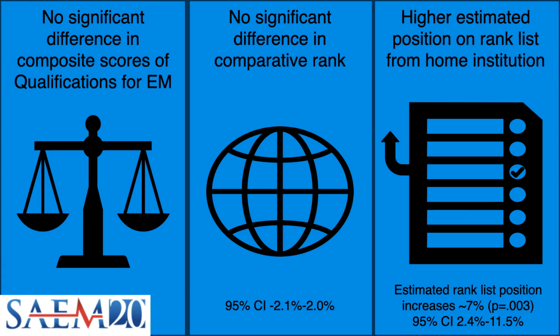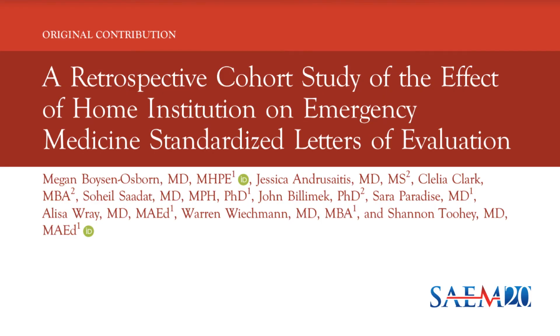Now, if you're really up to date on your SLO literature, you might point out this study that was published last year that came from UC Irvine. And they asked the same question, but they came up with a different answer. They said that there is a difference between the home and away SLO. And so you might think that that puts us at odds, but our findings are actually consistent with theirs. They found that if you combined the estimated rank list placement and that comparative rank, there was a difference. So what we have effectively done is we've isolated the difference and defined the magnitude of that difference.